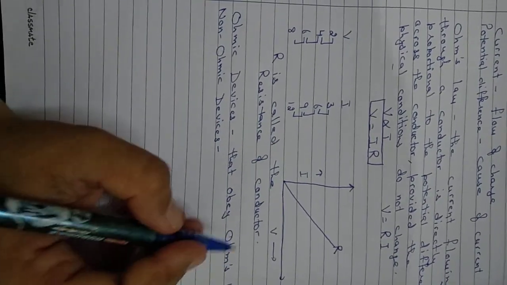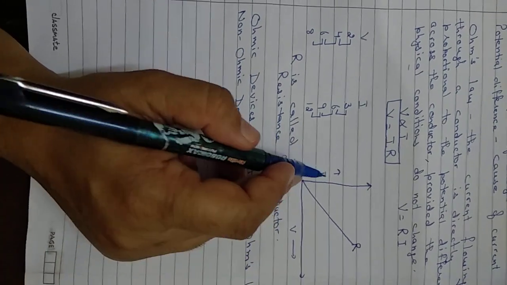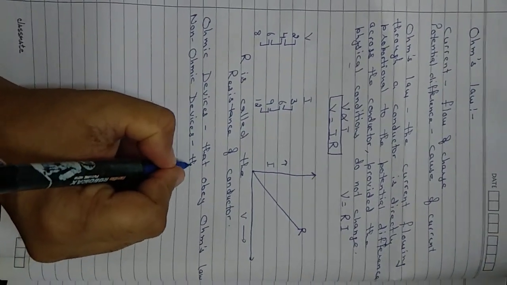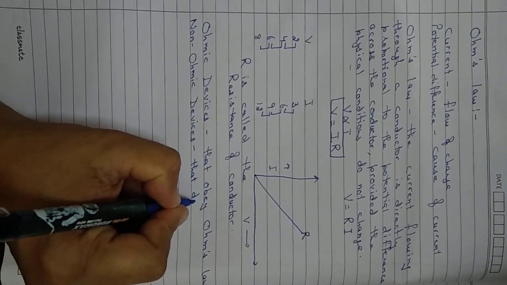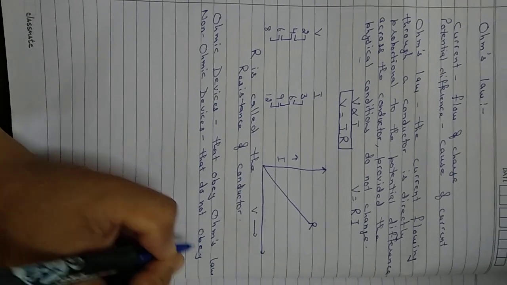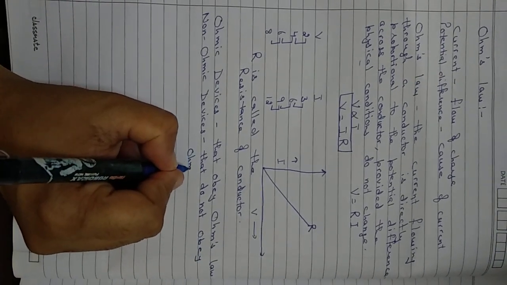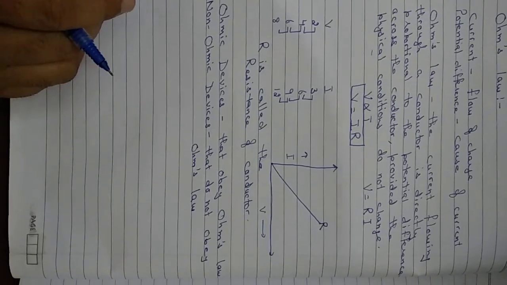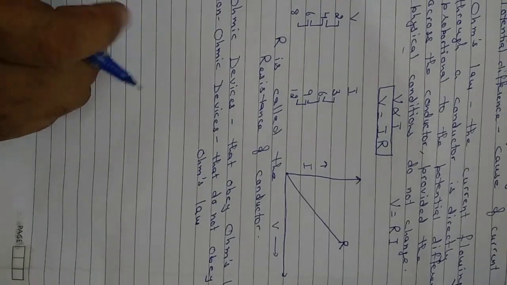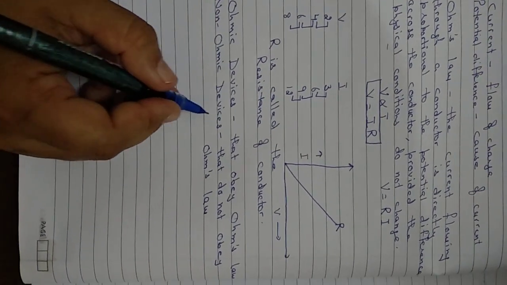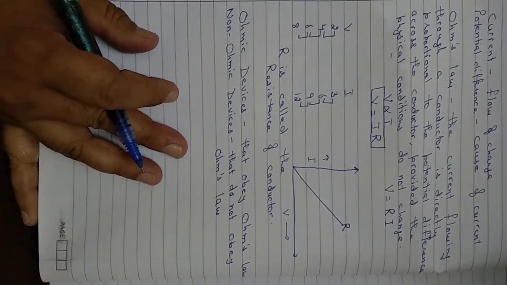For the materials in which the V-I graph is a straight line, they obey Ohm's law, and they are called ohmic devices, and those which do not obey Ohm's law are called non-ohmic devices. We will be discussing their examples. We will be studying these non-ohmic devices in the last unit of this class. For now, you just have to know that non-ohmic devices are those that do not obey Ohm's law.